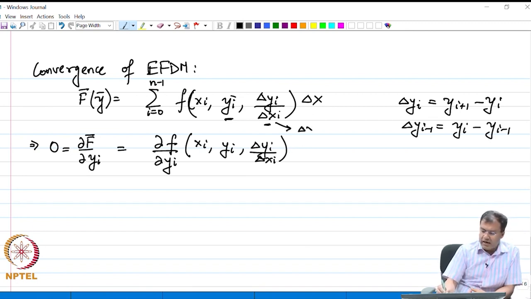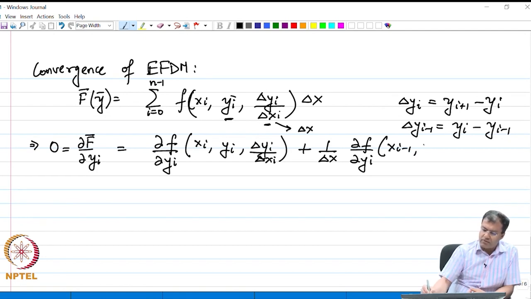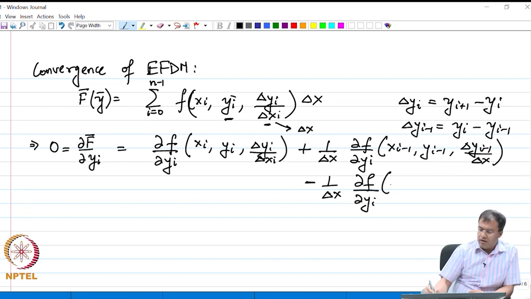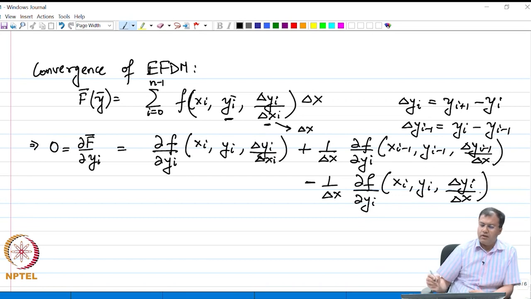delta x_i, which is nothing but delta x. So, I get two more terms: 1 by delta x times the derivative of this quantity with respect to y_i, that is del f del y_i of the argument x_{i-1}, y_{i-1}, delta y_{i-1} by delta x, or delta x_{i-1}, which is delta x. And minus, because y_i appears here with a minus, minus 1 by delta x times del f del y_i of x_i, y_i, delta y_i by delta x.